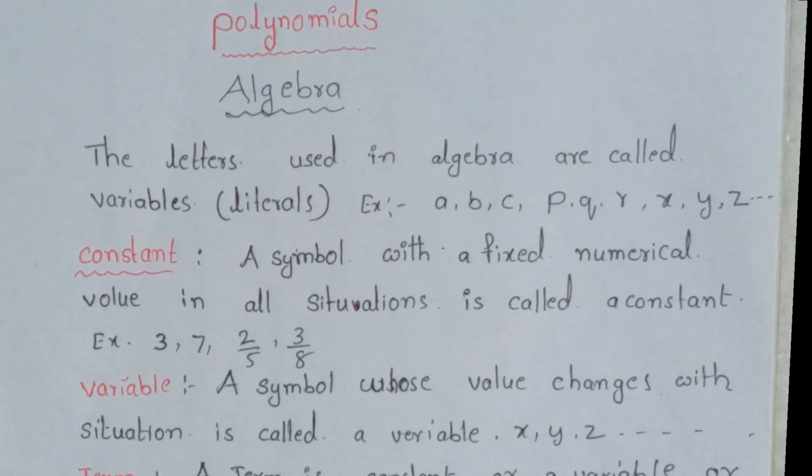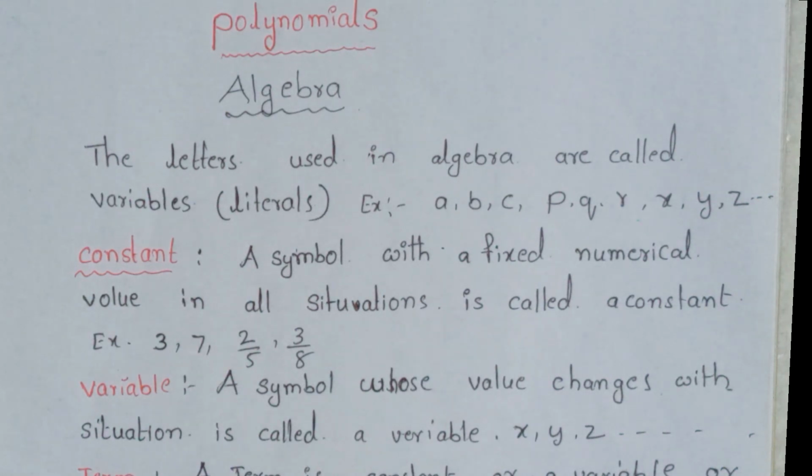Today, mathematics class 9th, polynomials chapter. Introduction of polynomials. First, introduction to algebra. In algebra we use some letters like A, B, C or P, Q, R, S or X, Y, Z. These kinds of letters are variables or literals.